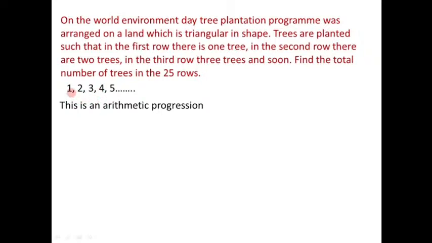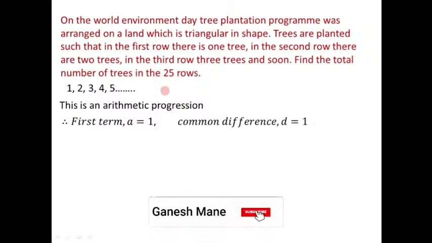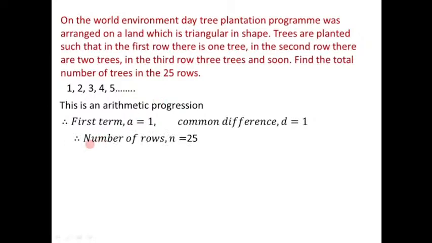Now for this AP, the first term a is 1. And the common difference, which is the difference between any two consecutive terms, denoted by the letter d, is equal to 1. And there are 25 rows in all. That means there are 25 such numbers. So the number of rows, which can be treated as the number of terms in this AP, denoted by the letter n, is equal to 25.